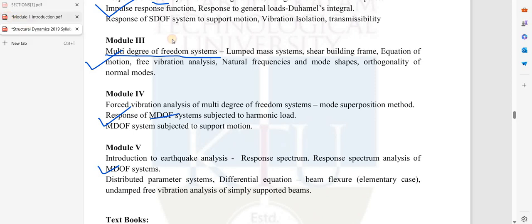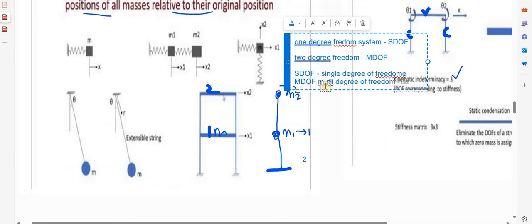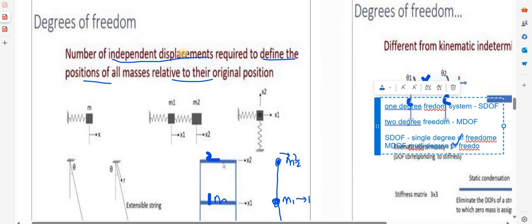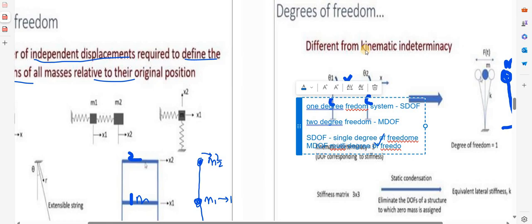Okay, let us go back to our discussion. That is the thing you need to understand in degrees of freedom. I have explained degrees of freedom in detail because the degree of freedom in static analysis is completely different from dynamic analysis. In static analysis, the degree of freedom is found out as kinematic indeterminacy. Has anybody heard about this term? Do you remember this term, static indeterminacy and kinematic indeterminacy?